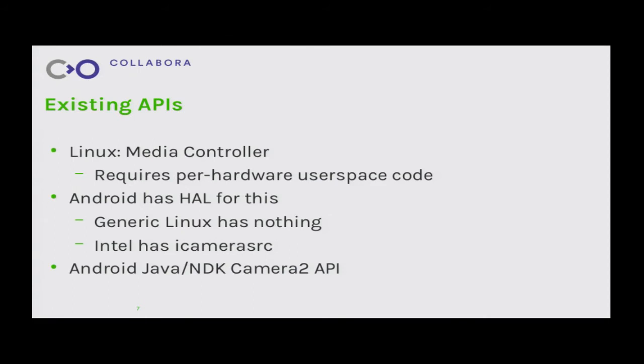Android has the hardware abstraction layer. So for each SoC, the SoC vendor writes a bit of software that will call all the right kernel APIs and in the end get you the frames. This is really horrible Android specific code from each of the vendors. And on generic Linux, there's nothing to do that right now.